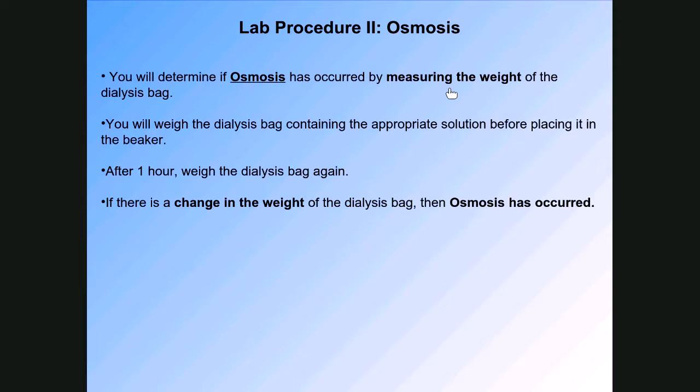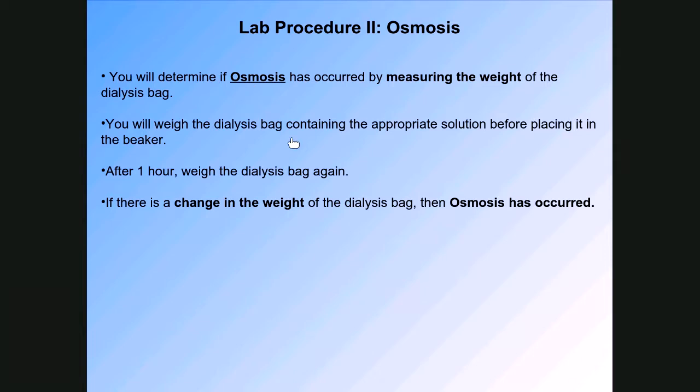The way we determine if osmosis occurred is by measuring the weight. That's why I've given you an initial weight and a final weight. I've also given, I believe, a time of 1 hour. The dialysis bags would have sat in the beaker solution or the ECF for 1 hour before you weigh them a second time. The reason for weighing the bags before and after you put them in the beaker solution is that by detecting if a change in weight occurs, that's how we determine if osmosis occurred experimentally. It's by a change in weight.